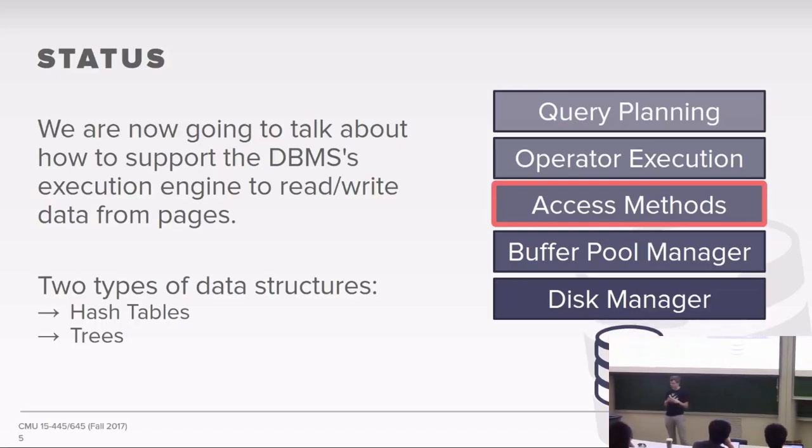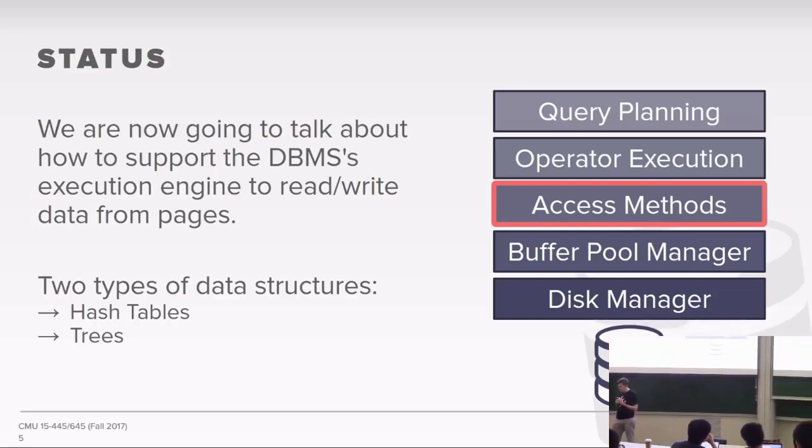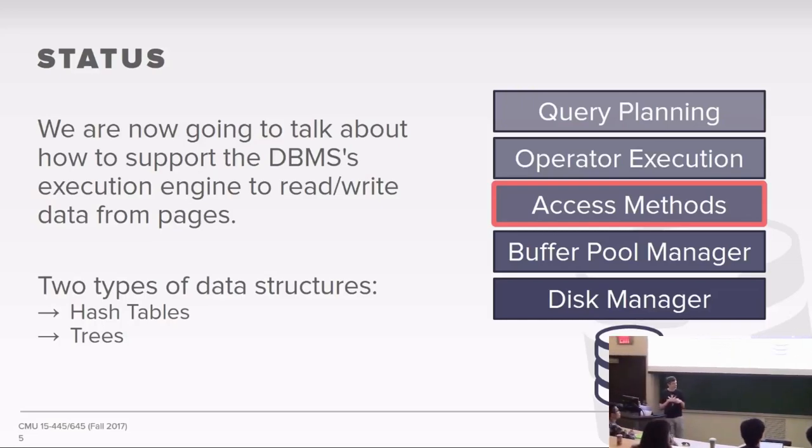So we're at the middle now, where we're going to start talking about access methods. And access methods are the way that the other parts of the system are going to be reading and writing or accessing the actual underlying data. These access methods are going to be using the buffer pool manager to get memory pages, and the buffer pool manager uses the disk manager to move things on and off a disk.